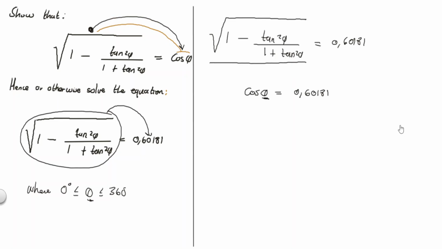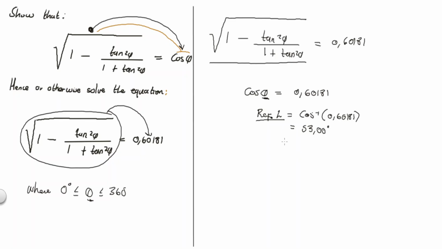How do we solve for theta? We start off by getting a reference angle. What is the reference angle? It's arc cos 0.60181, which is 53 degrees. Okay, this is our answer. Yes. This is our reference angle, not the actual solution.